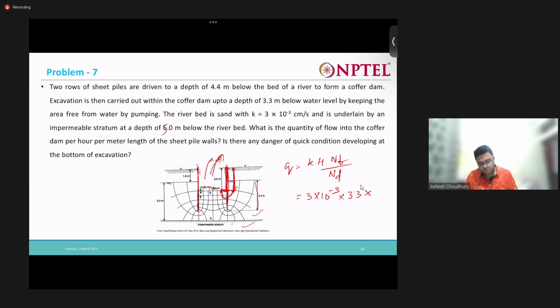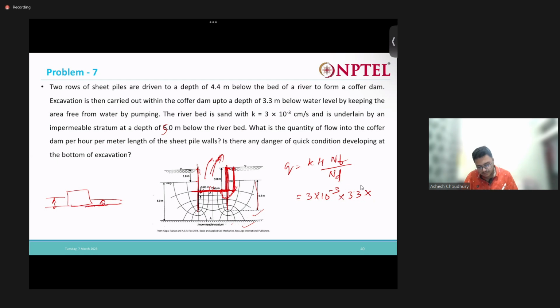3.3 into... so in other cases, what was there? In other cases, you see, upstream one thing was there, downstream one thing was there. That's why we were deducting, right? So here it's 0 only, and in the upstream it's 3.3. If we consider this as datum, this is 0 and the upstream is 3.3. So 3.3 minus 0 is 3.3.